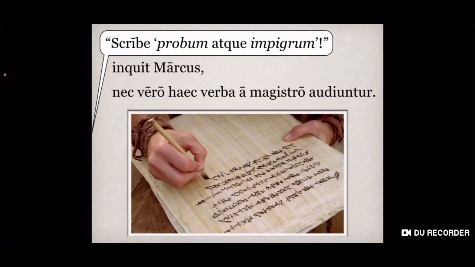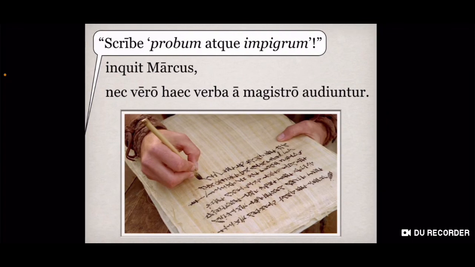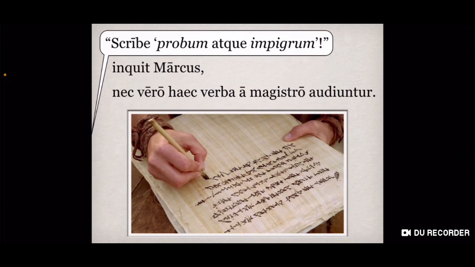Scribe probum atque in pigrum, inquit Marcus. Write good and industrious, says Marcus. Nec huero haec verba a magistro ariuntor. But these words are not heard by the teacher.